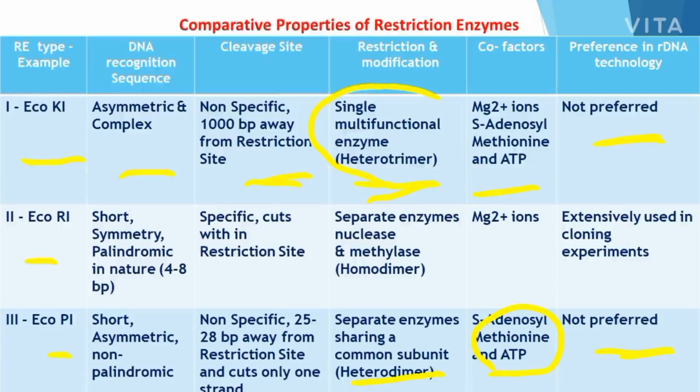Coming to the second restriction enzyme, the example is ECO R1. The recognition site is short, that is 4 to 8 base pairs. They have symmetry. Symmetry means whenever you cut exactly in the middle, a 4 base pair sequence gives 2 and 2, 6 base pairs gives 3 and 3, and 8 gives 4. So they are symmetric, palindromic in nature, and highly specific, that is they recognize certain sites and produce cuts within those sites.